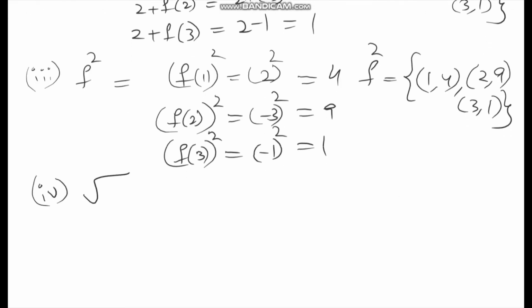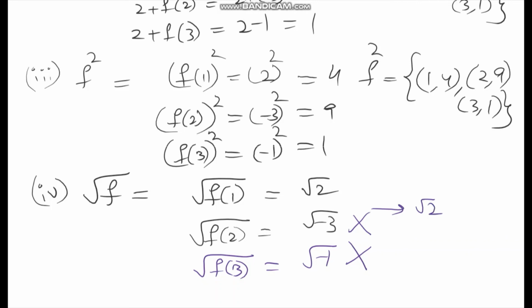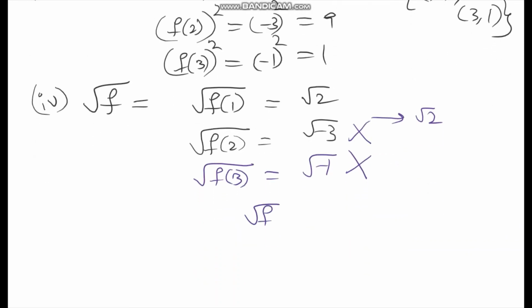Fourth one is root f. So first is root of f of 1. Root of f of 1 equals root 2, and root of f of 2 equals root minus 3. Now we need to define this function only for the real values. So this is not defined. And similarly, square root of f of 3 equals root minus 1. Even this is not defined. So only the output is root 2. So root f equals {(1, root 2)}.